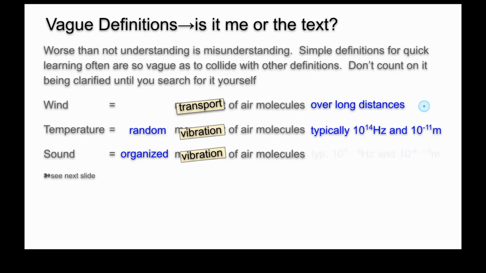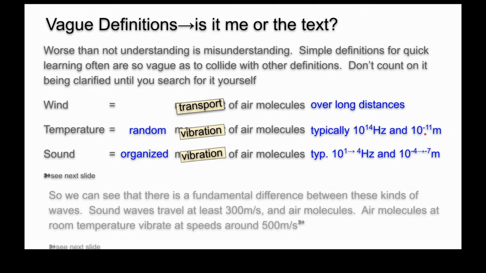What about sound? Typically, sound is somewhere between 100 and 20,000 hertz in terms of our perception of it. It can go vastly higher if you're a dolphin. And these sound waves are going to be somewhere between 10 to the minus 4 meters, that's a tenth of a millimeter, and 10 to the minus 7th, which is a 10 millionth of a meter. The smallest sound wave at 10 to the minus 7th meter is still 10,000 times larger than the average molecular movement of an air molecule.